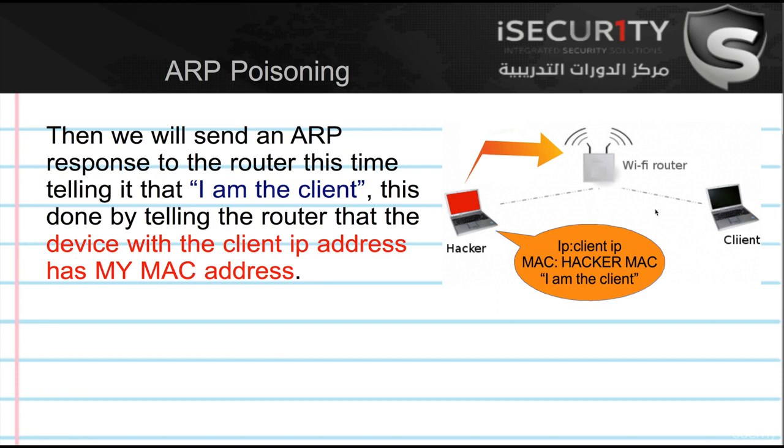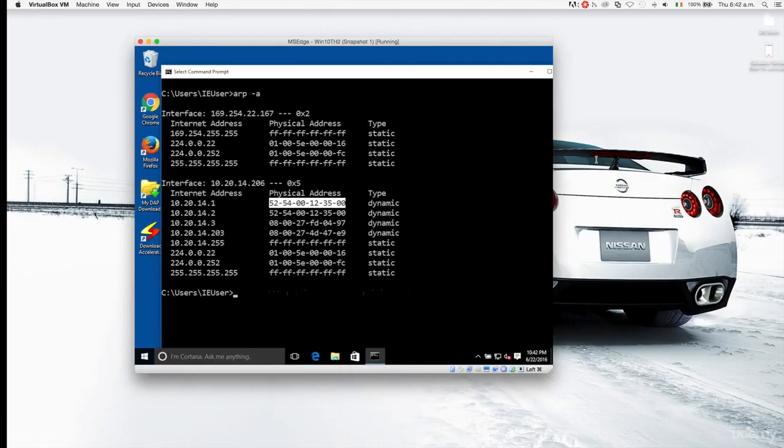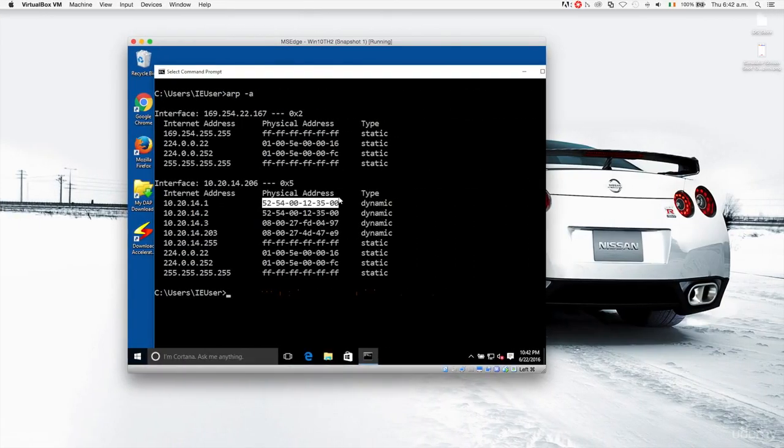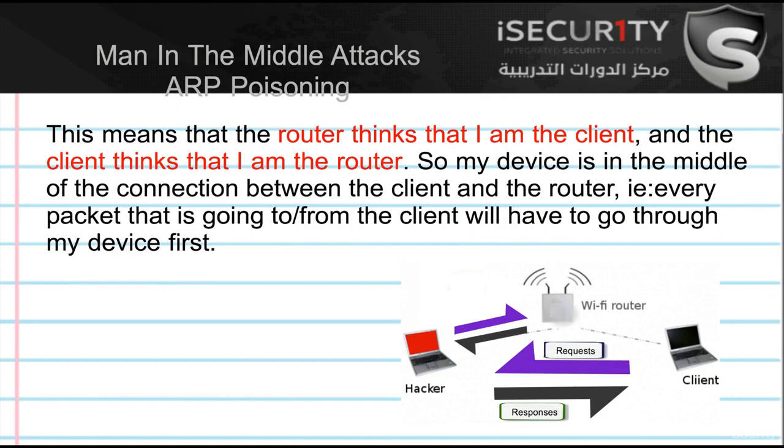And for the client, it's going to contain the hacker's MAC address, and it's going to associate that with the router's IP address. So what's basically going to happen is it's going to modify the MAC address here, and change that to the attacker's MAC address instead of the router's real MAC address. So when that happens, then the hacker will be in the middle of the connection, and they'll be able to read, analyze, and modify the packets because they're going to be flowing through the hacker device.